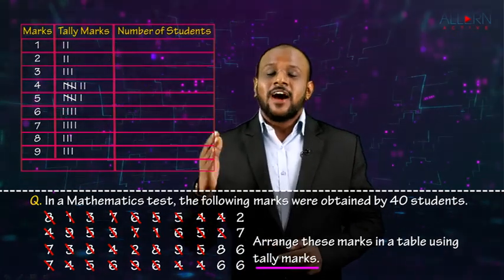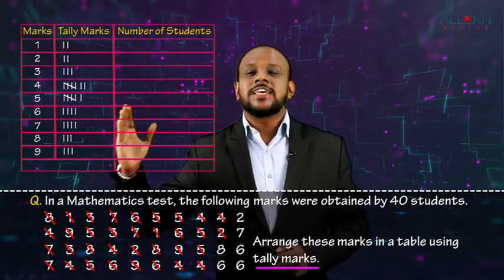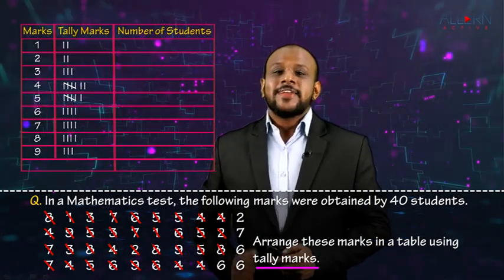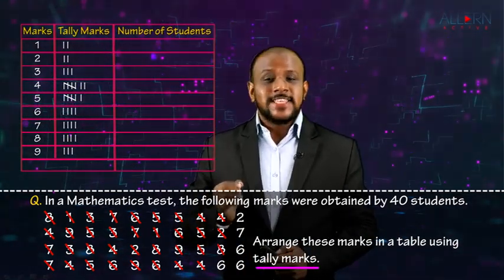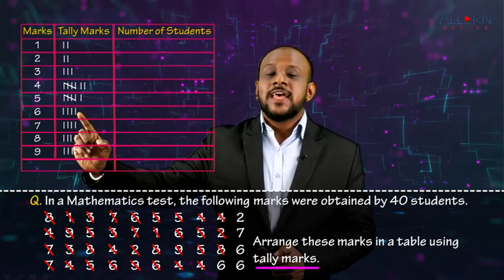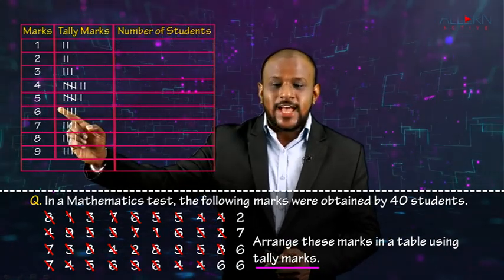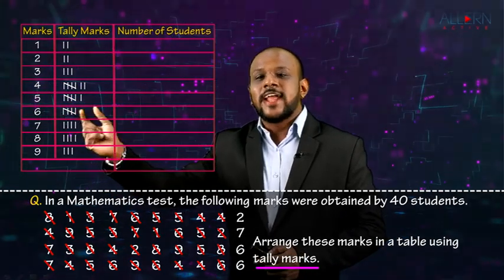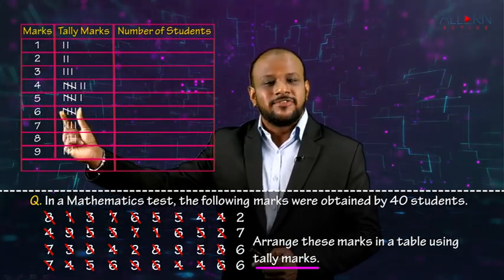Clear? Then after 2 we have 8. So corresponding to 8, let's record the tally mark over here. Clear? Then after 8 we have 6. So corresponding to 6, let's record the 5th data. So it has to be done the slant way. Okay? So we draw the slant line. So this is a group of 5 data.